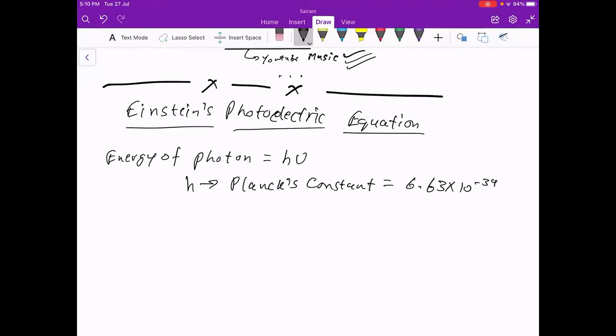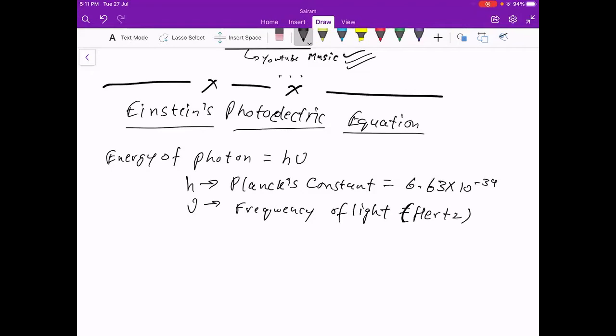Never mind the SI unit, no need to remember the units. This is the value of Planck's constant. Nu is the frequency of light or photon, light basically, which is falling onto the photosensitive plate. So frequency of light is basically in hertz.